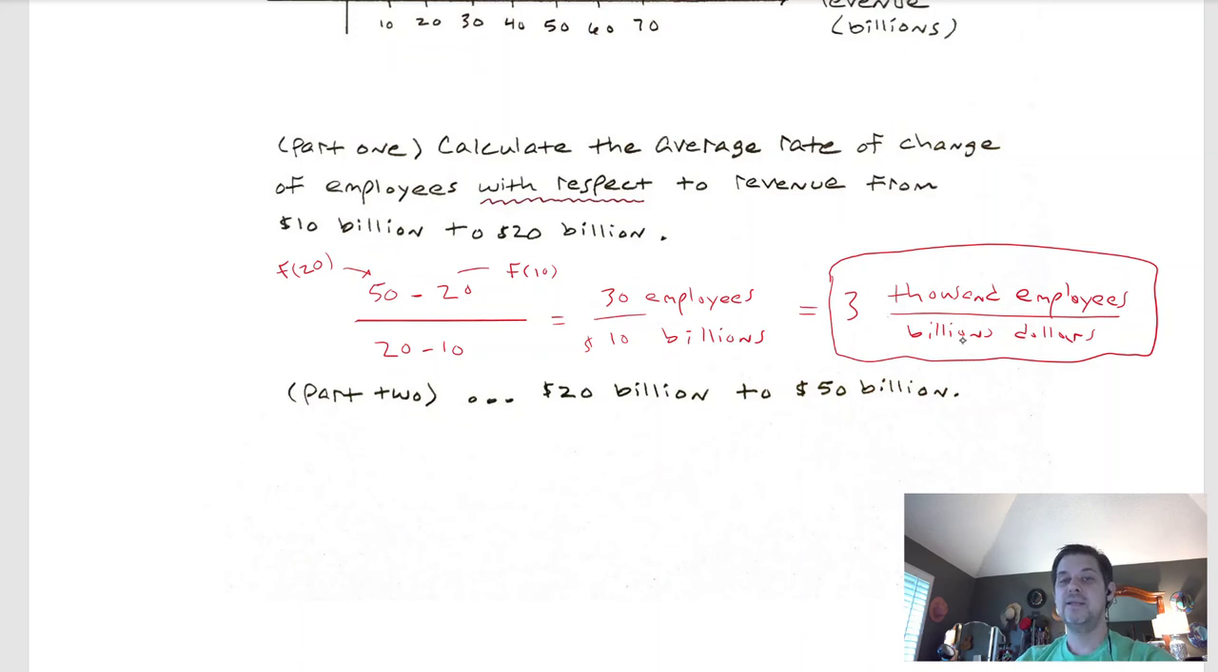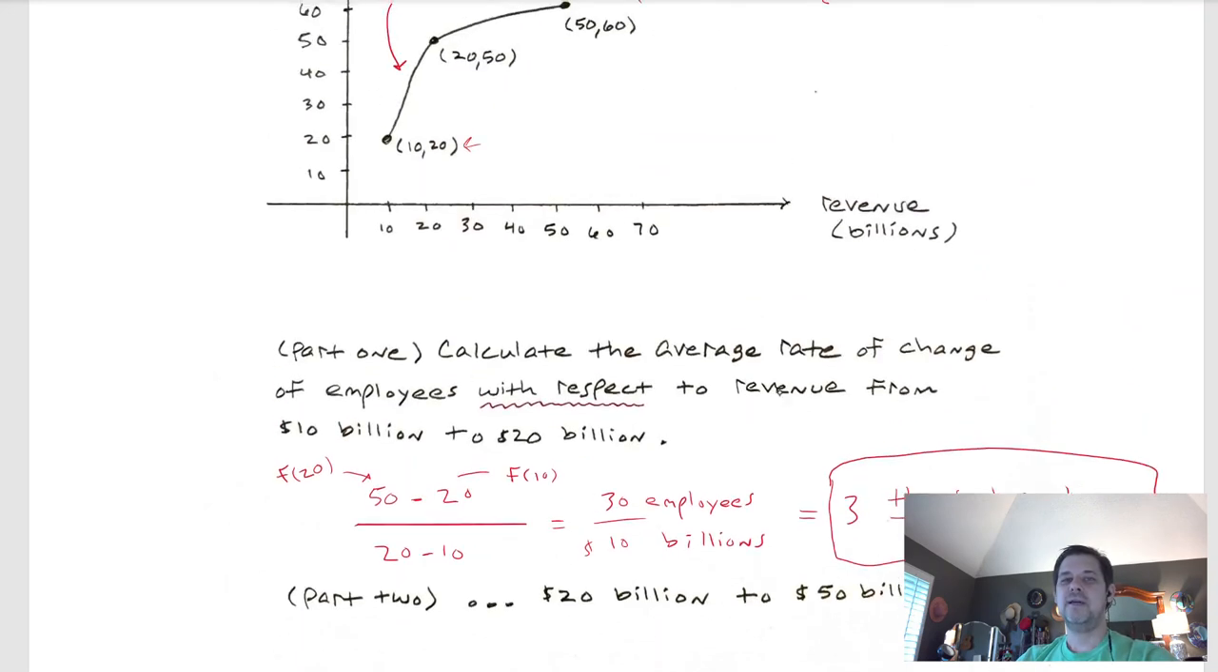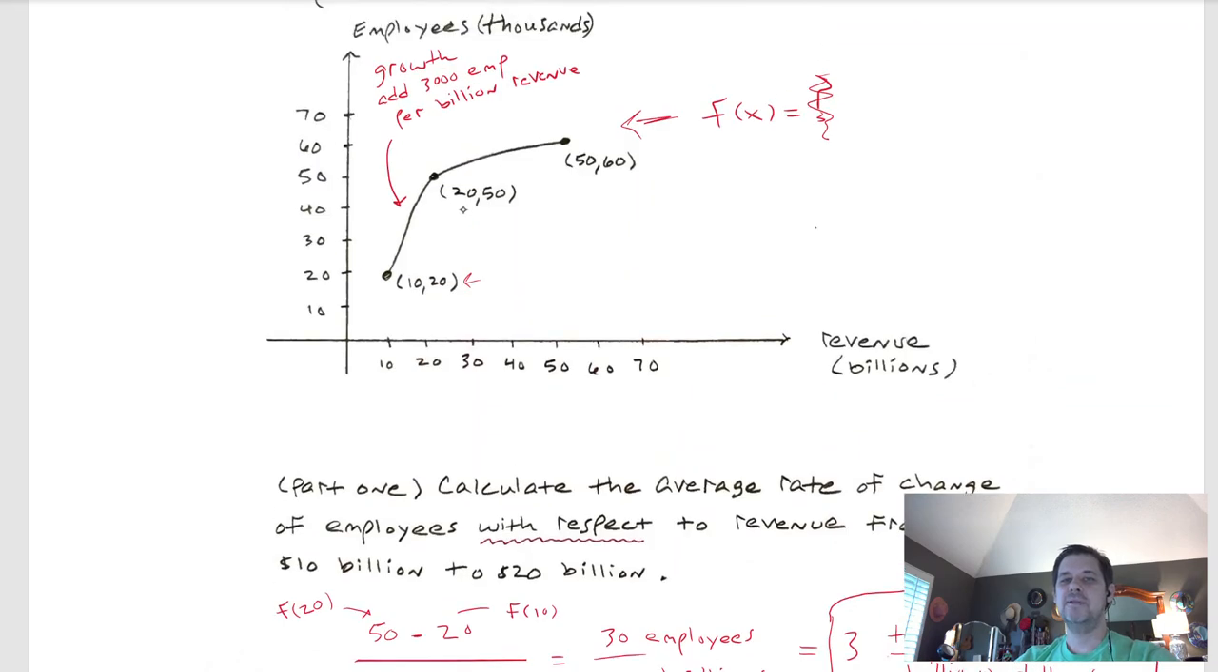All right, now let's see what the difference is for this second part, from 20 billion to 50 billion. Okay, so let's see. I do have my numbers here. So there's 20 billion and there's 50 billion. And at 20 billion, we have 50,000 employees. And at 50 billion in revenue, we have 60,000 employees.